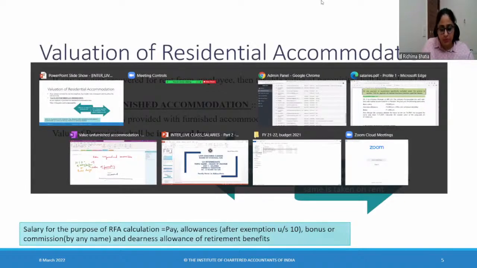Why should it be calculated for 7 months? November, December, January, February, March. From when you took the benefit, only from then would it be calculated, no?